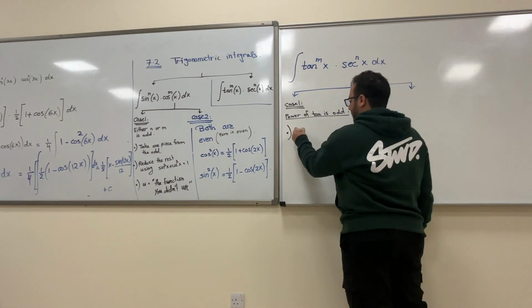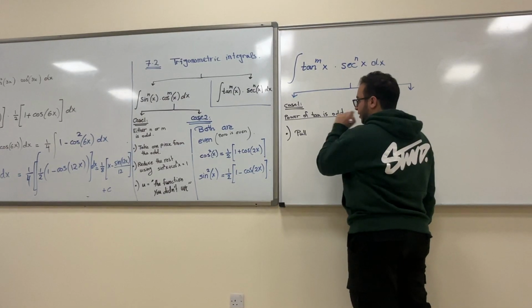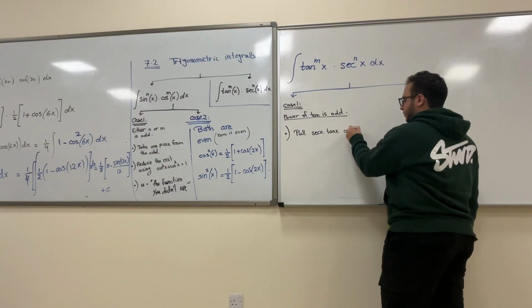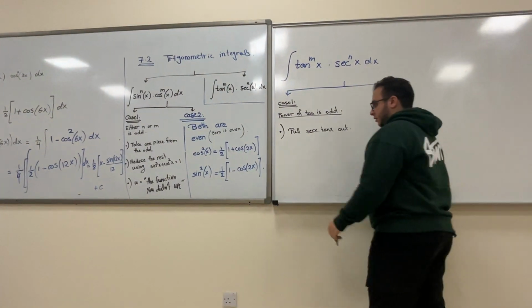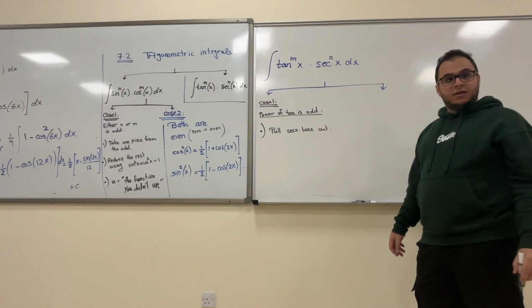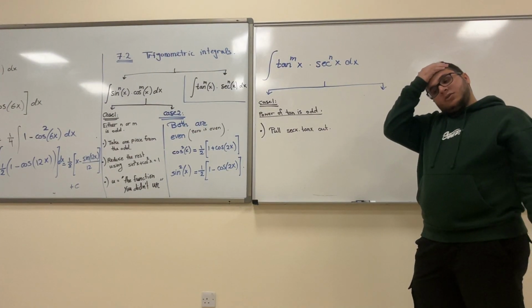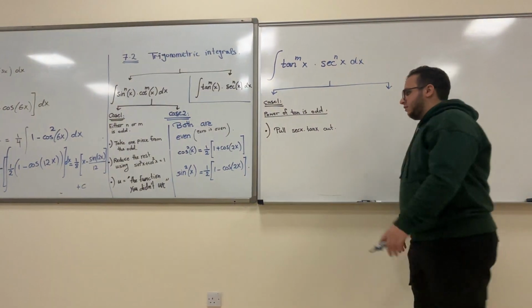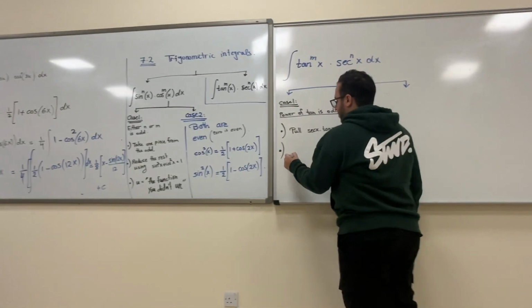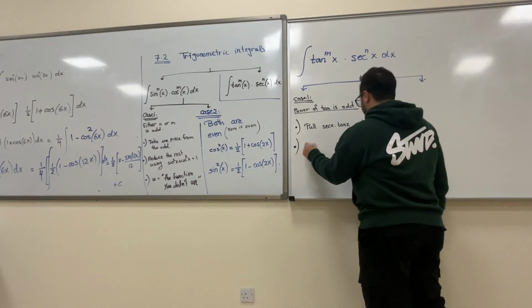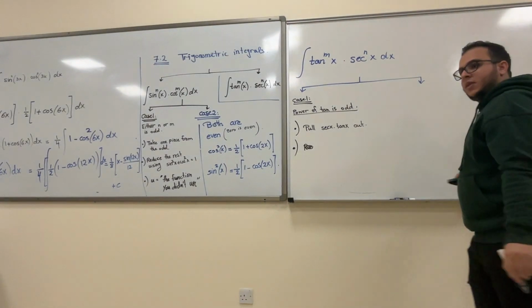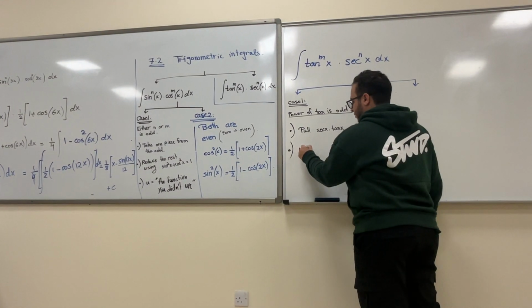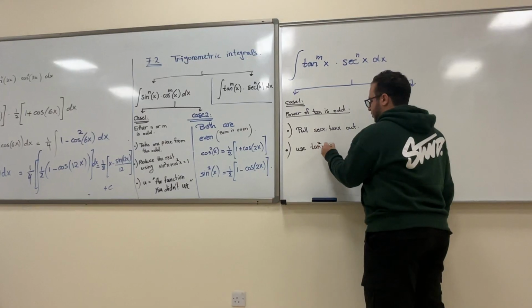You need to pull a secant x tan x out. If it was tan cubed, you take one secant and one tan out. Then reduce: you can put a tan out and then use tan squared plus 1 equals secant squared. Use tan squared plus 1 equals secant squared.